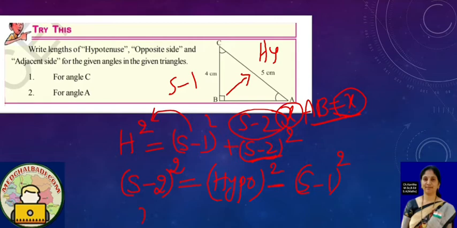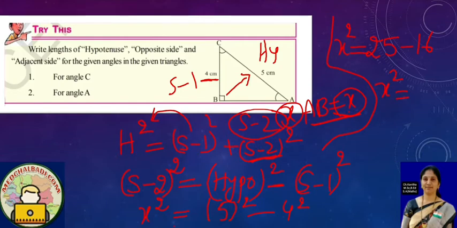Okay, so we want to find the x value here. We can write x square is equal to hypotenuse square. What is the hypotenuse value here? It is 5. So 5 square minus side 1. Side 1 is 4, so 4 square. So x square is equal to 5 square, which is 25, minus 4 square, which is 16. So we get x square is equal to 25 minus 16, which gives 9.